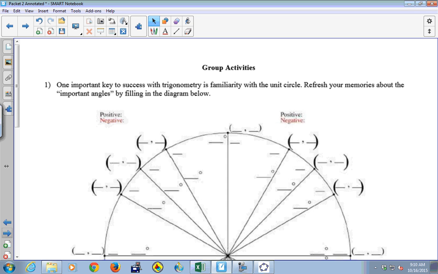Okay, so that's it for the demo portion. You're going to work through some more trig review in your groups.